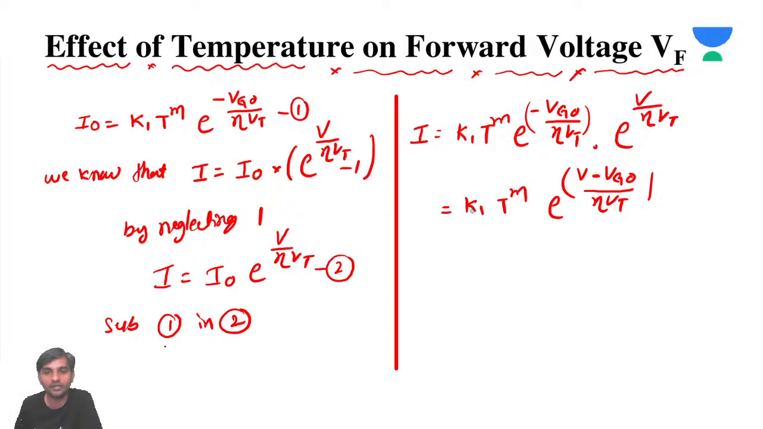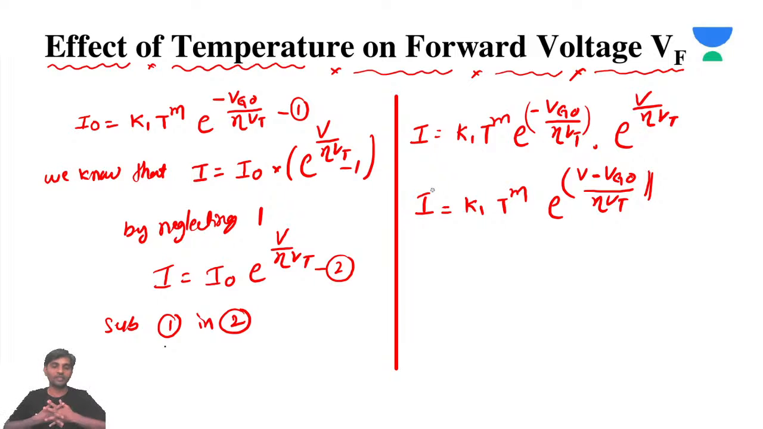So this is going to be K1 into T power m into e power (V minus Vg0) by eta Vt. Right? So this is going to be I, the current I.